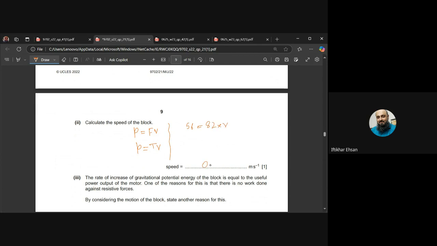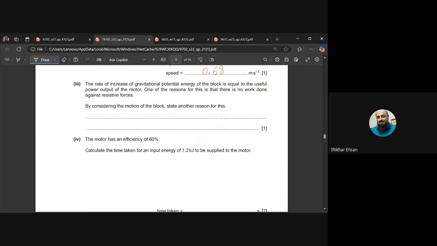It will be 0 point 6 something. Very close to 0.7, although it will be 0.6 something. 0.68. Okay. The rate of increase of gravitational potential energy. Beta, let me tell you, rate of energy means power, which is equal to the useful output power of the motor. So the useful output they have told is 56 watt.